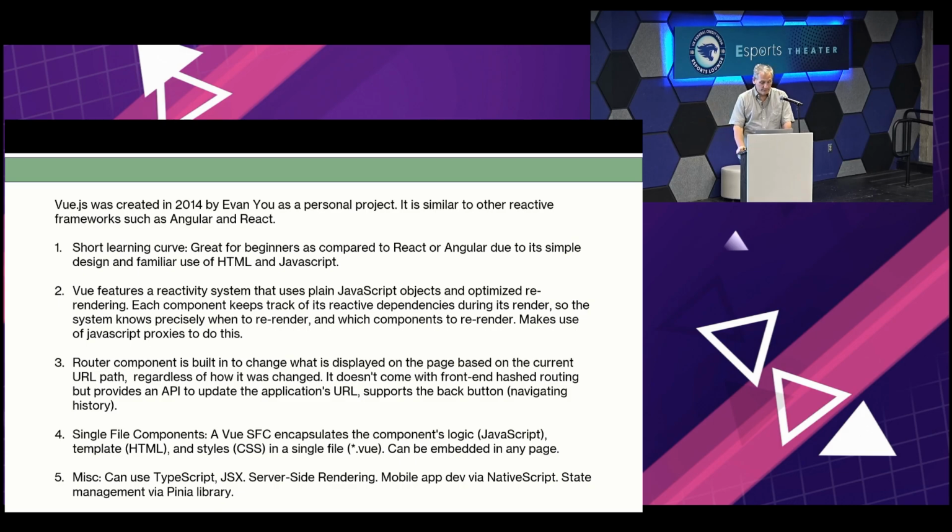So, miscellaneous stuff for the more advanced people. You can use TypeScript with this now. Vue is now in version 3. In version 2, TypeScript was kind of iffy, but version 3 totally supports it. It can use JSX, which is for all the React people. That's a nice thing. It does server-side rendering. There is mobile app development via NativeScript. I've never really looked at this. I'd like to look at it sometime. And there's a state management library called Pinia that everyone's starting to use now.